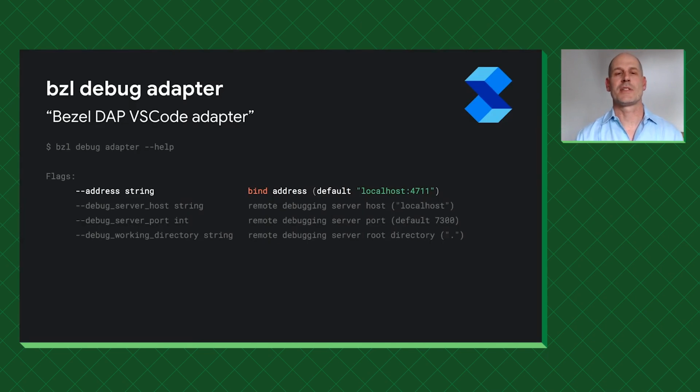So for that, we have a separate subcommand called bazel debug adapter. Flags are the same otherwise, with a new bind port address that defaults to 4711. And to do this, I'm going to also have two terminal windows open, one for the server, one for the client, and then we'll look inside the IDE.